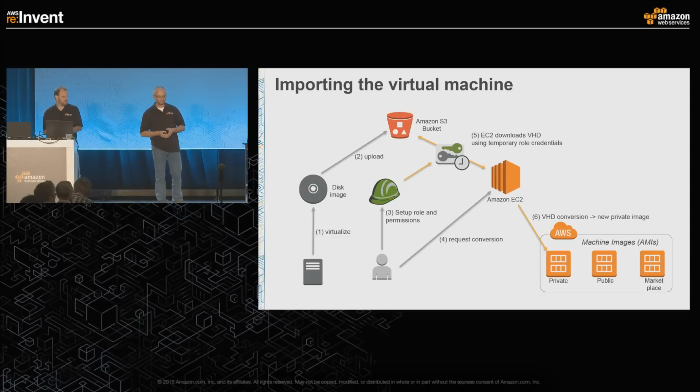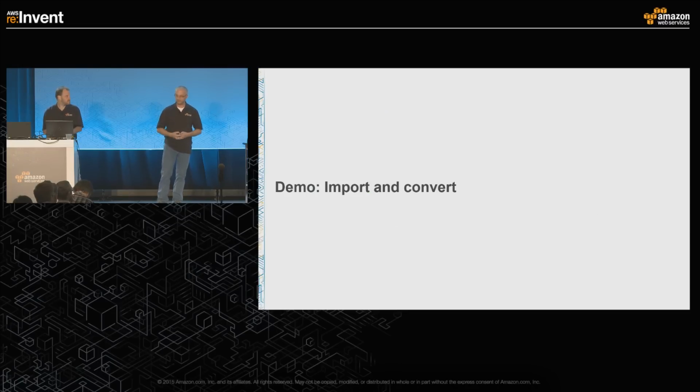And the ultimate result of that will be a private Amazon Machine Image that you can then go and launch as an EC2 instance. Sound good enough? Sounds good. Let's go do it. All right.